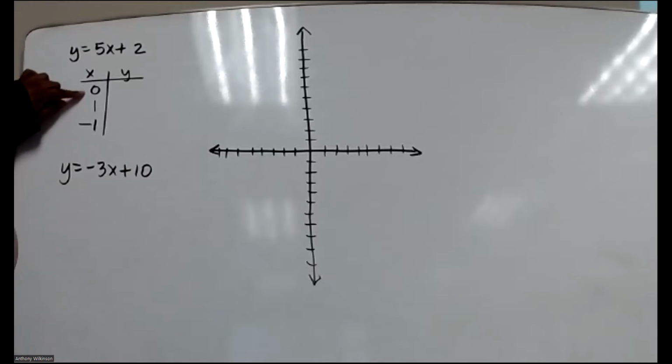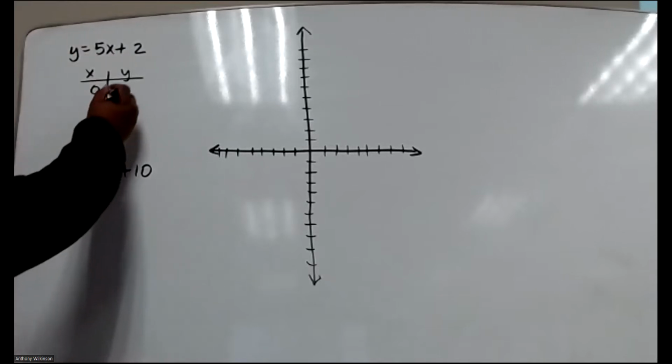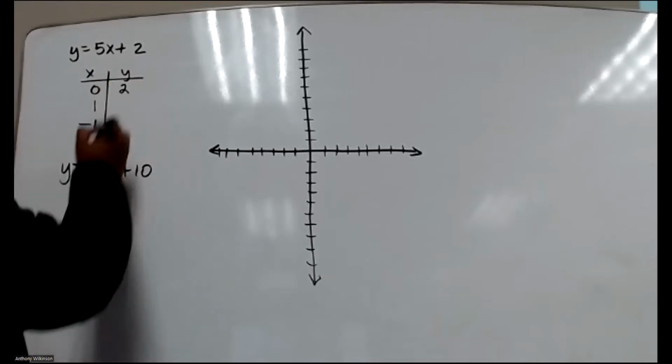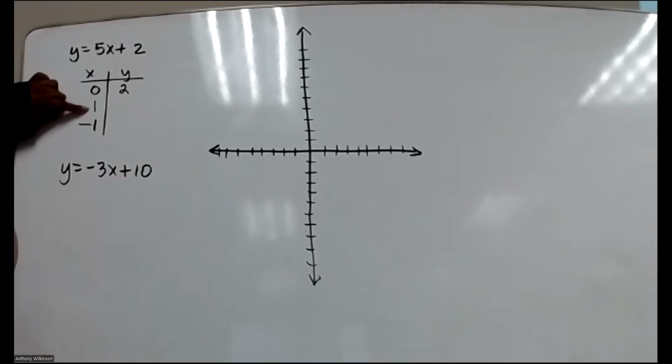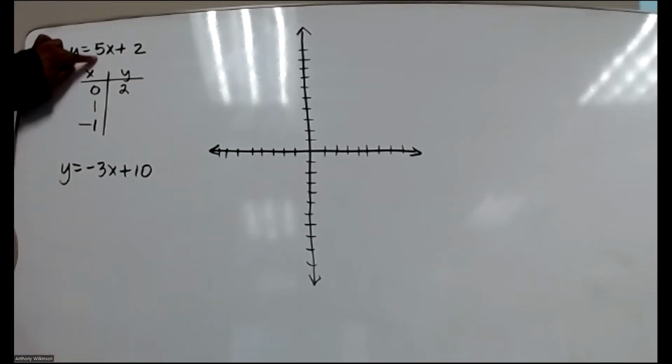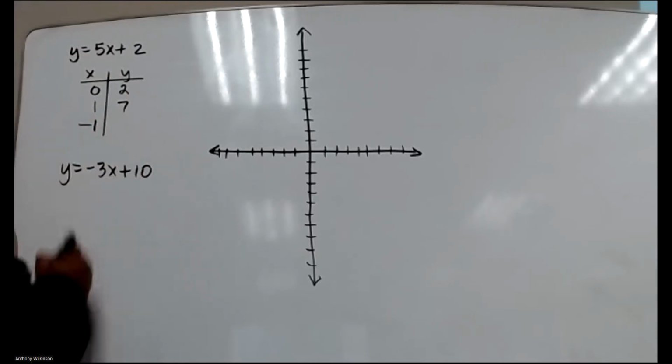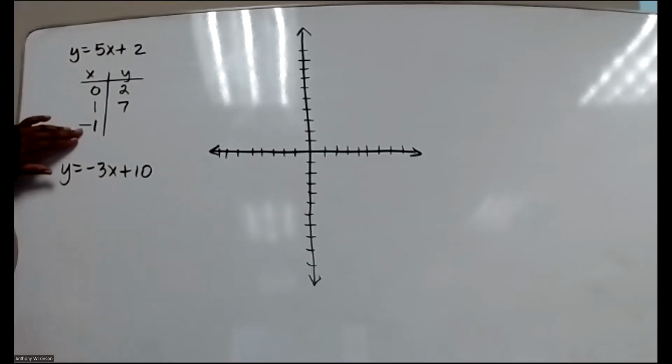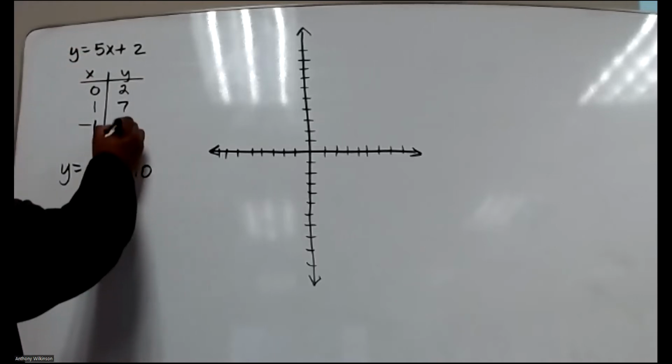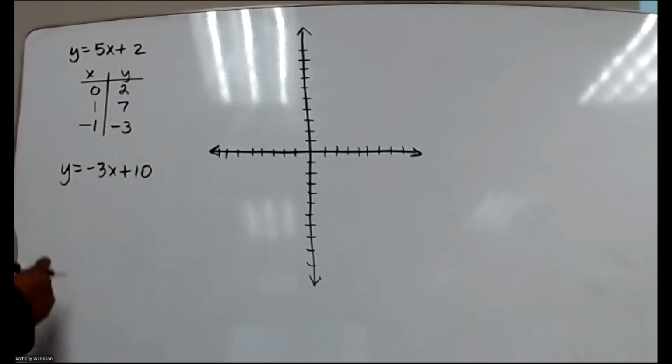So for x is 0, 5 times 0 is 0, plus 2 will be 2. And then for x is 1, 5 times 1 will be 5, 5 plus 2 will be 7. And then for x is -1, 5 times -1 will be -5, -5 plus 2 would be -3. So these are just a few ordered pairs for the graph of y equals 5x plus 2.